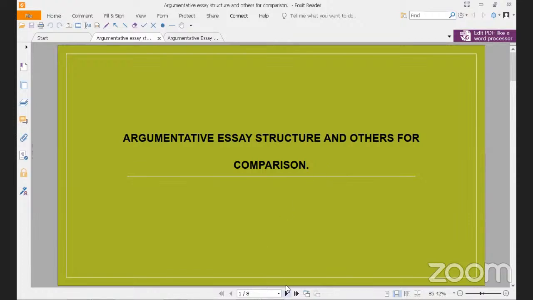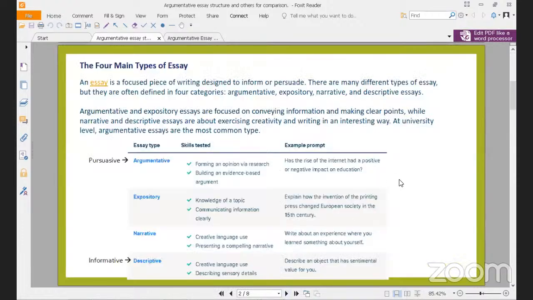Okay, so let's see. So far, we talked about the four main types of essays. And here I have a nice simple table so that we can differentiate between each other. But let's read about this. I need a volunteer. Writer, can you help me read the first paragraph, please? Okay, teacher.